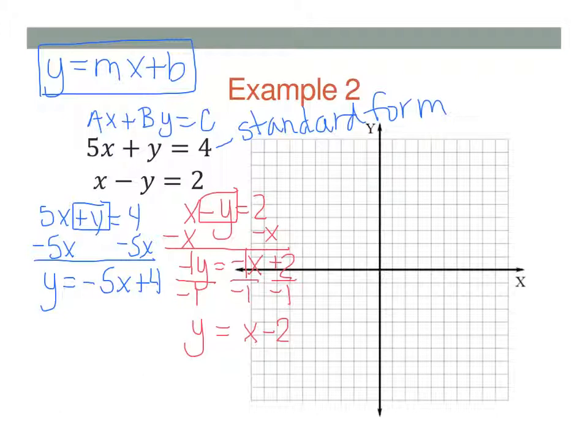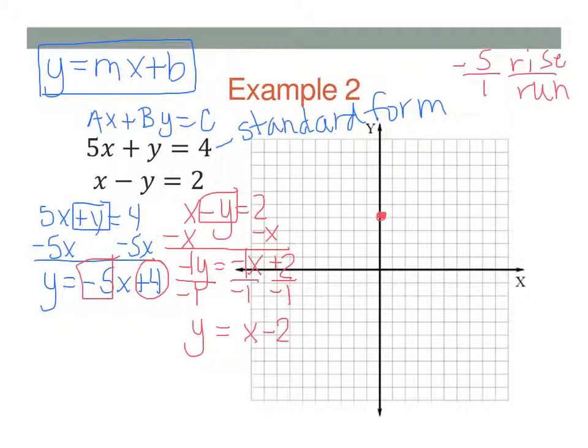If we go to our first equation, our y-intercept is at 4. So we're going to go to our y-axis and plot our point at 4. Next, we have to use our slope. Our slope here is negative 5. That's the same thing as negative 5 over 1. Remember, it is rise over run.